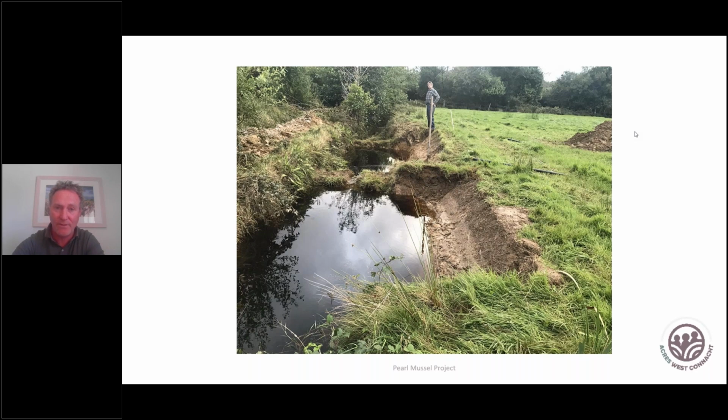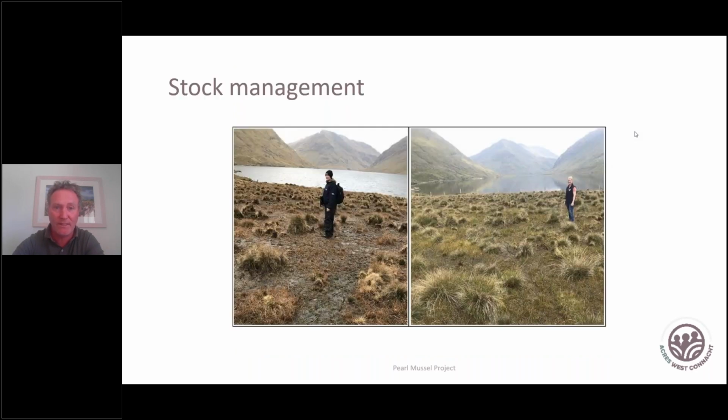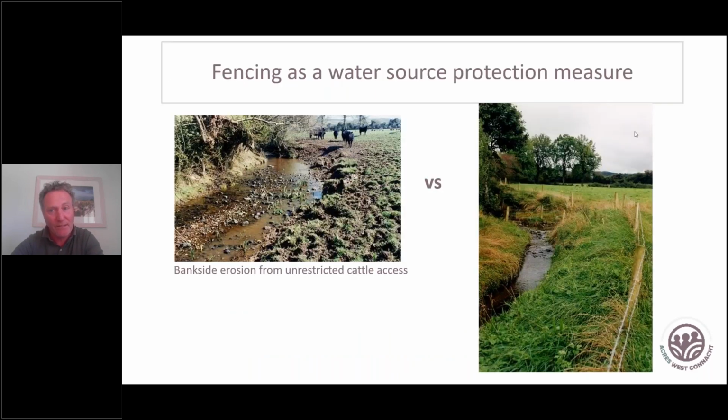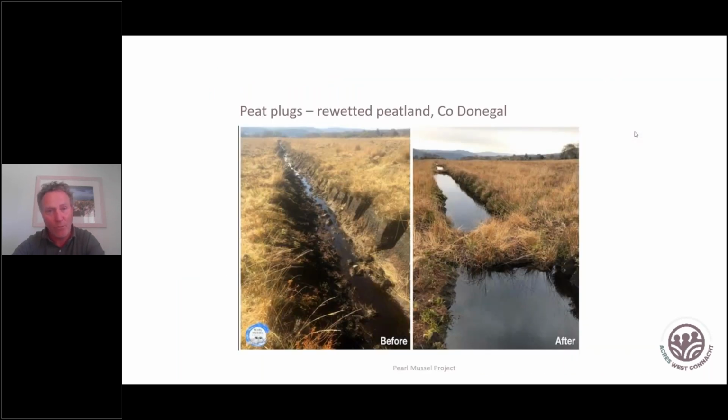So that's just an example of some of the actions we'd be promoting. Stock management, obviously across extensive areas you can get runoff. Here it's an excellent example of how fencing can improve a situation. And peat flows is something again where these drainage ditches on peatlands can be direct pathways, and here you're improving the habitat and the downstream water quality.